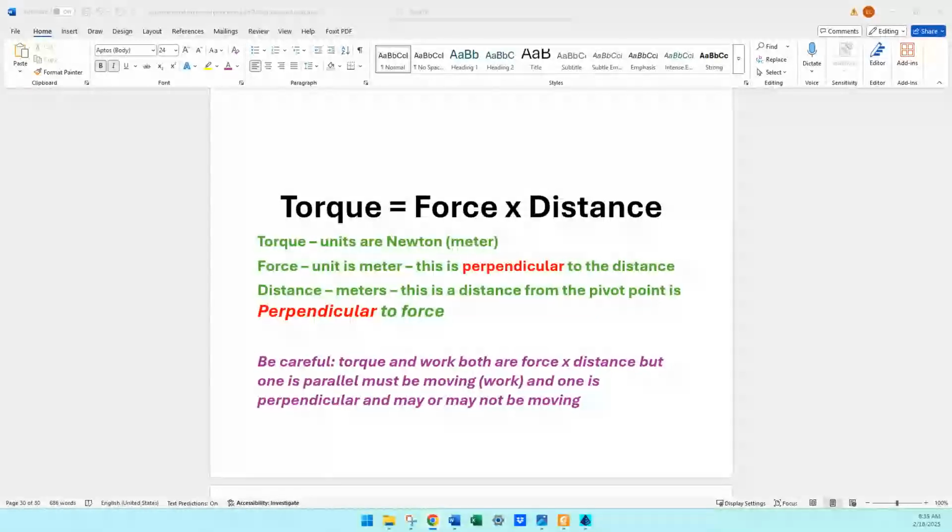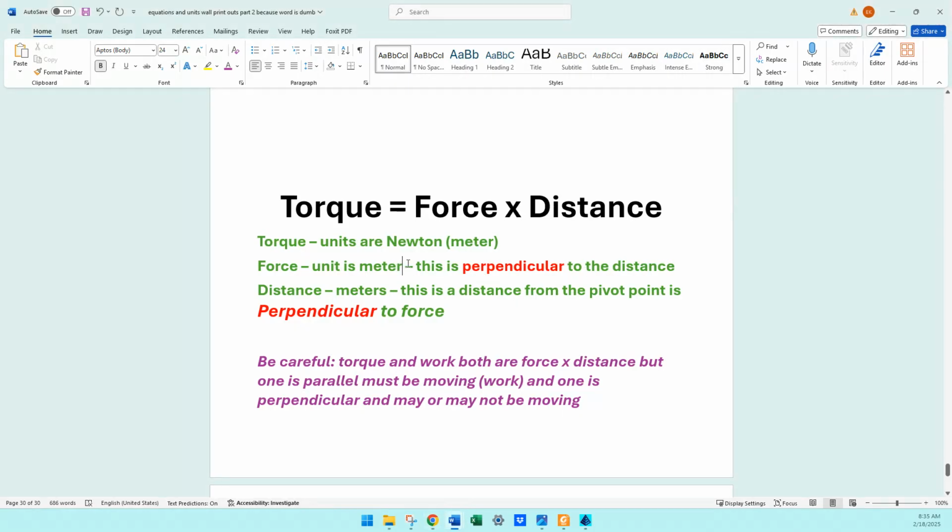All right, so I would like to introduce a new equation for you. This is the equation for torque, and torque is equal to force times distance. The units are just the Newton meter, and it's worth noting that this force is perpendicular to the distance, and then of course the unit is the meters.